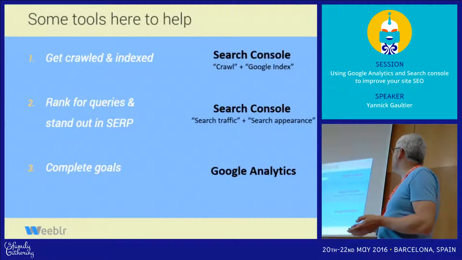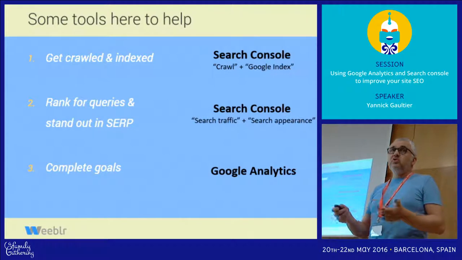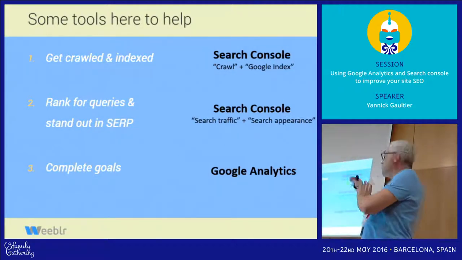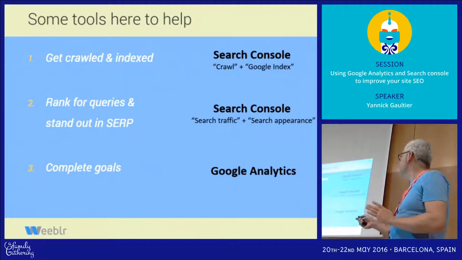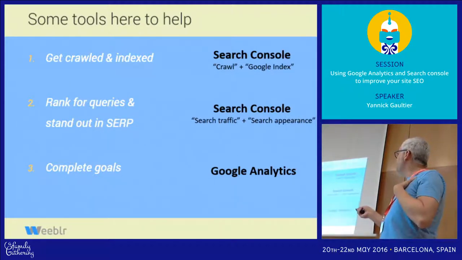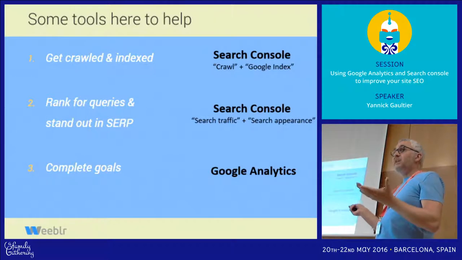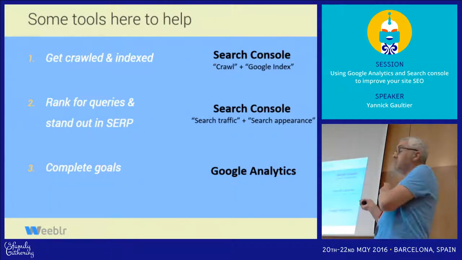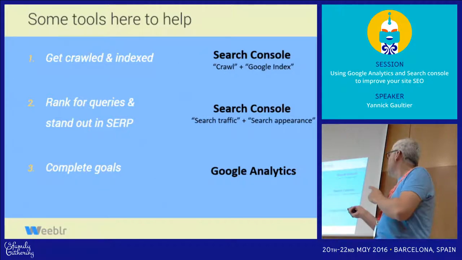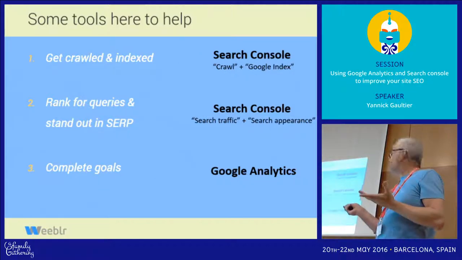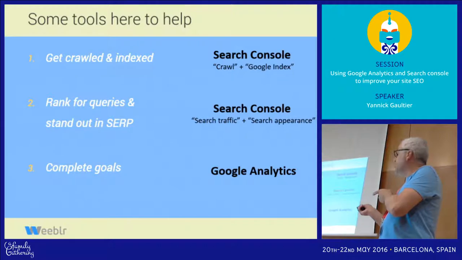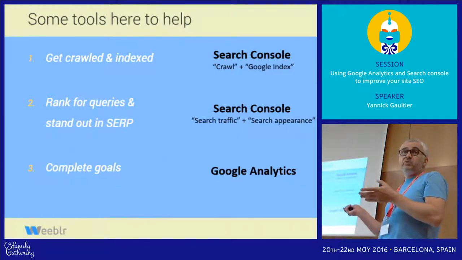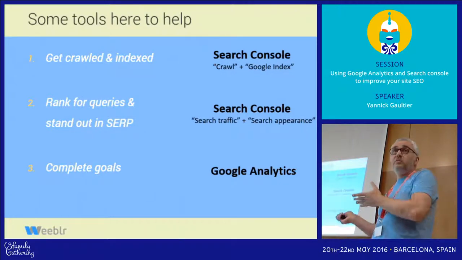So now, very fortunately, there are tools to help you. And I've classified those tools in accordance to each topic we want to look at. For crawling and indexing, most of the time we're going to be using Search Console, and some specific parts of Search Console. Now about ranking and showing up in the SERP, again the Search Console, but other parts of Search Console. And finally, to complete goals, we are mostly going to measure, and this is done with analytics.